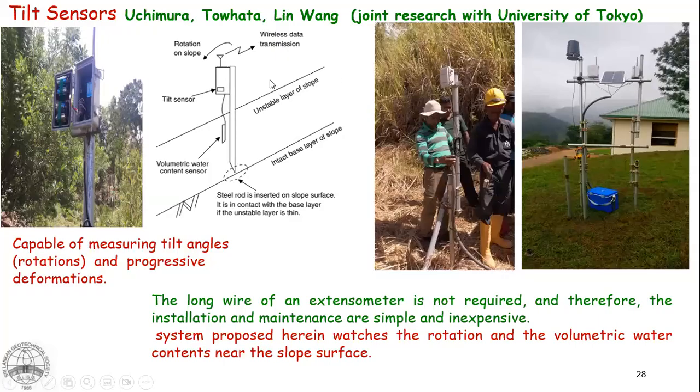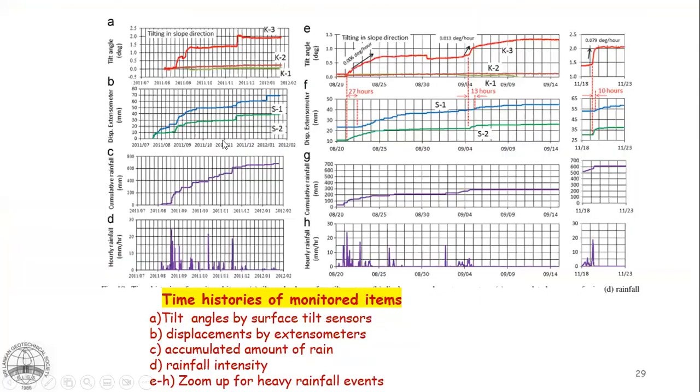if there is some surface level movement, if there is a movement of the landslide, there will be a surface level movement. So that is detected by the tilt sensor. So attached to it is the moisture content sensor, which will establish the change of the moisture content also.